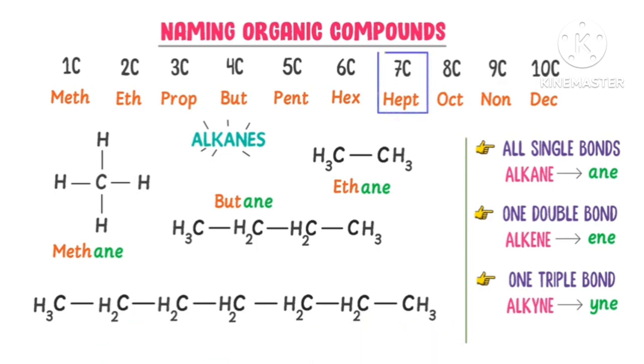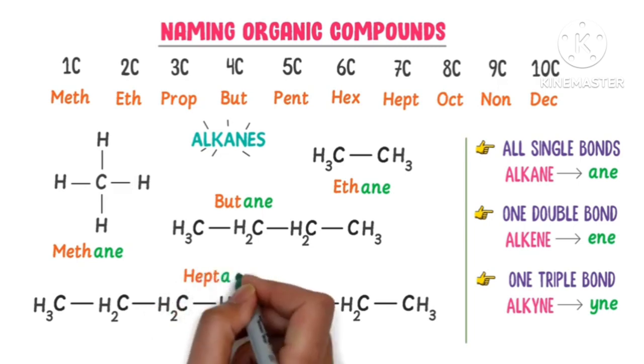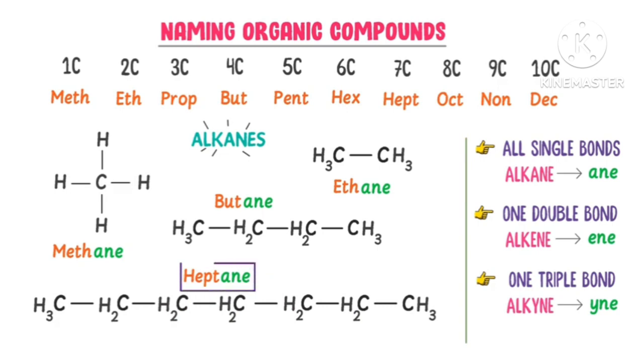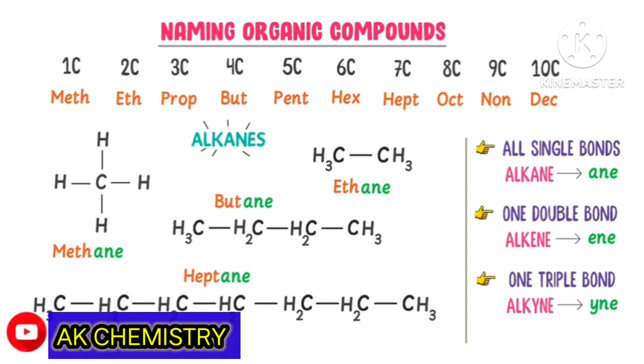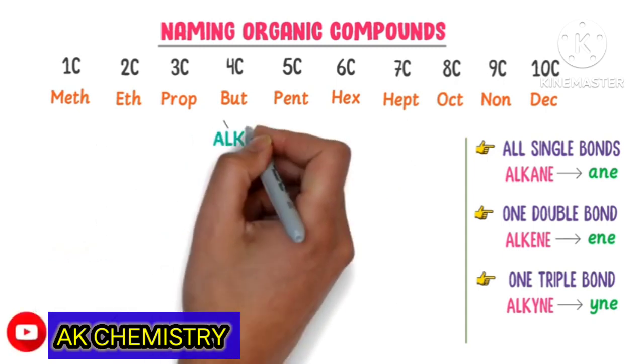There are 7 carbon atoms present in it. I write hept. They all form single bonds. I write ane. So I get heptane. Thus in this way, we can easily name any alkane by knowing the total number of carbons, and all bonds must be single. Now we are going to learn naming alkenes.